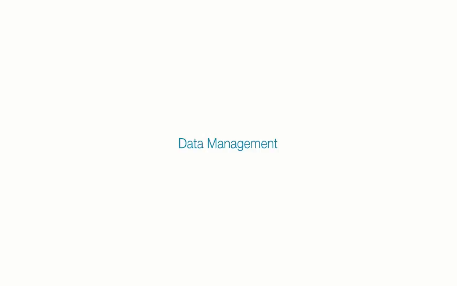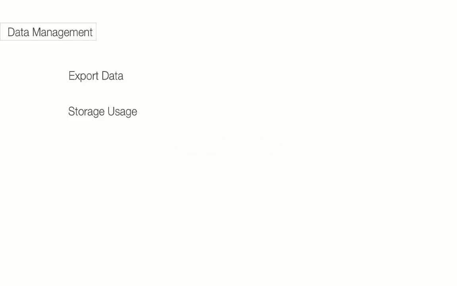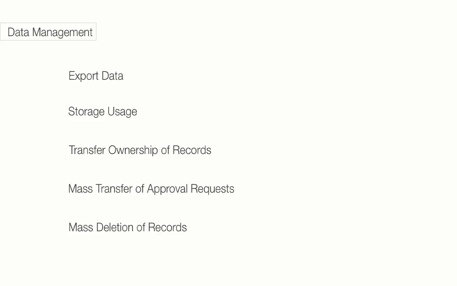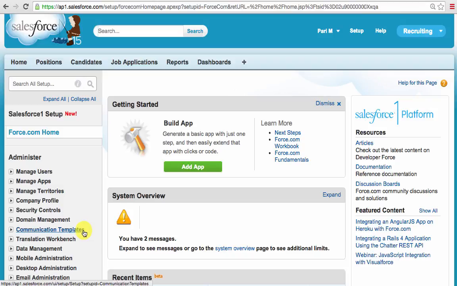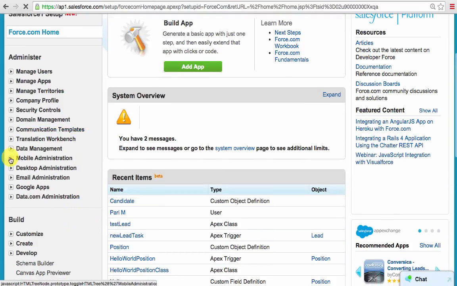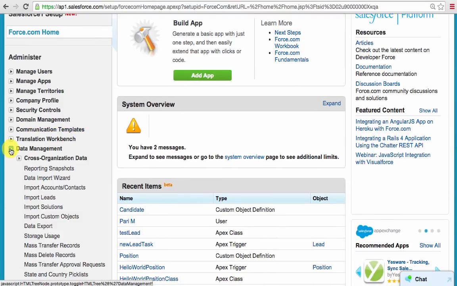There are tools on this platform to help you with data management, like exporting data, understanding the storage usage, transfer ownership of records, and transfer of approval requests, or even mass deletion of records. Exporting data. Every organization would like to periodically back up their data. You can use the Export wizard from the Setup menu, Data Management, Data Export.